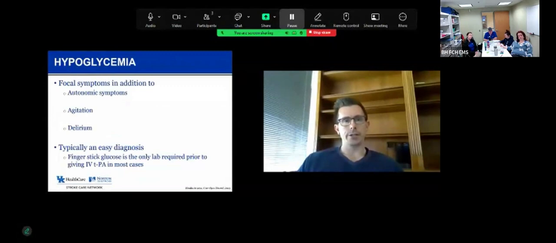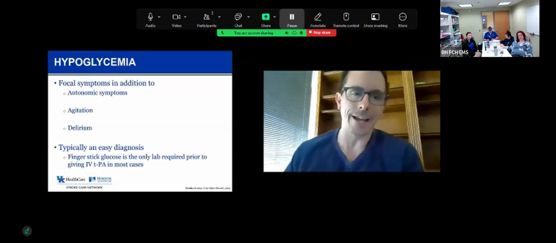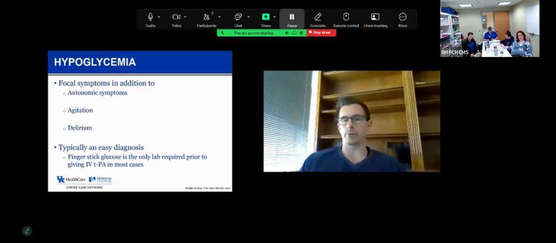Another mimic, this one's pretty straightforward: hypoglycemia. Both hypo- and severe hyperglycemia can cause focal neurologic symptoms that look identical to stroke. Hypoglycemic patients can also have autonomic dysfunction. They can be kind of agitated and confused. This one's pretty straightforward because one of the first tests they should get when they arrive in the hospital is a finger stick. And if their sugar is 15 and they have focal neurologic symptoms, we just recommend giving them glucose.